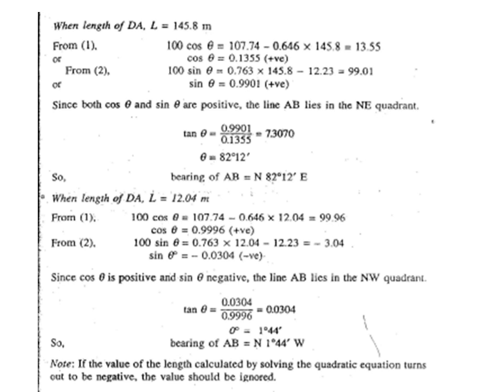If the value of the length calculated by solving the quadratic equation turns out to be negative, the value should be ignored. Thank you friends. In this slide we have seen the parameter adjustment, the concept of omitted measurement, and how to solve the given problem by applying the check for closed traverse. Thank you.